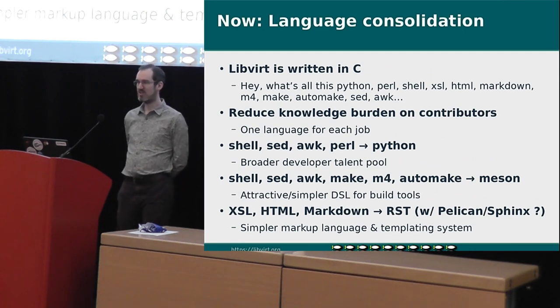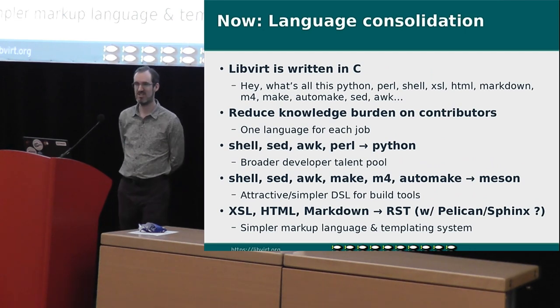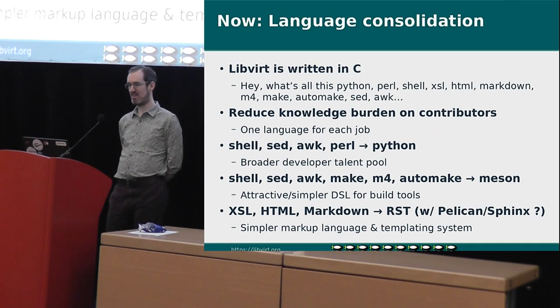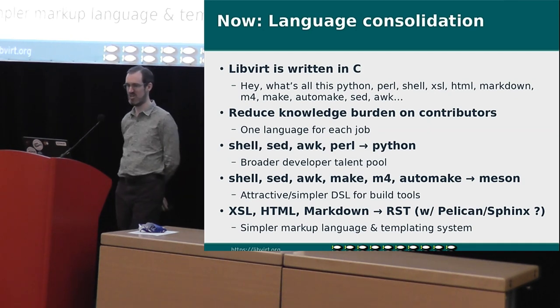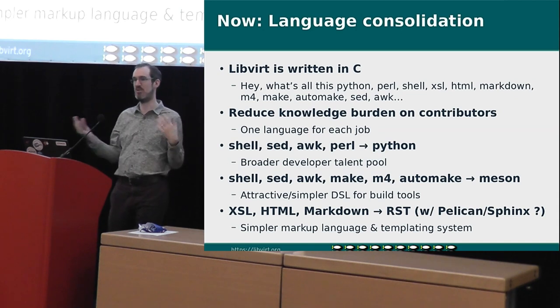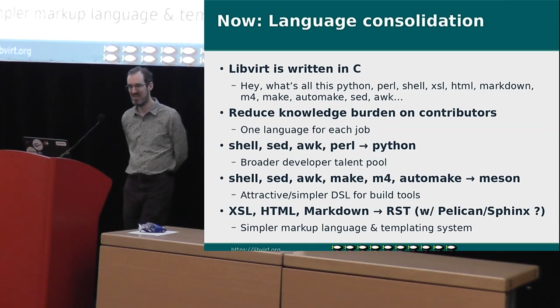Next, I want to talk about programming languages. Libvirt is written in C, but if you look at the libvirt code base, you find, well, hey, there's all these other languages in the code. We've got Python, Perl, Shell. I mean, how many scripting languages do you really need in one project?